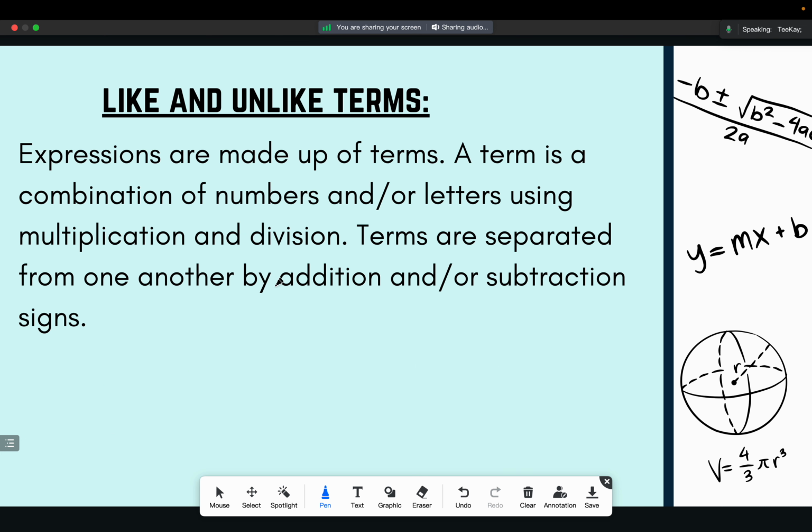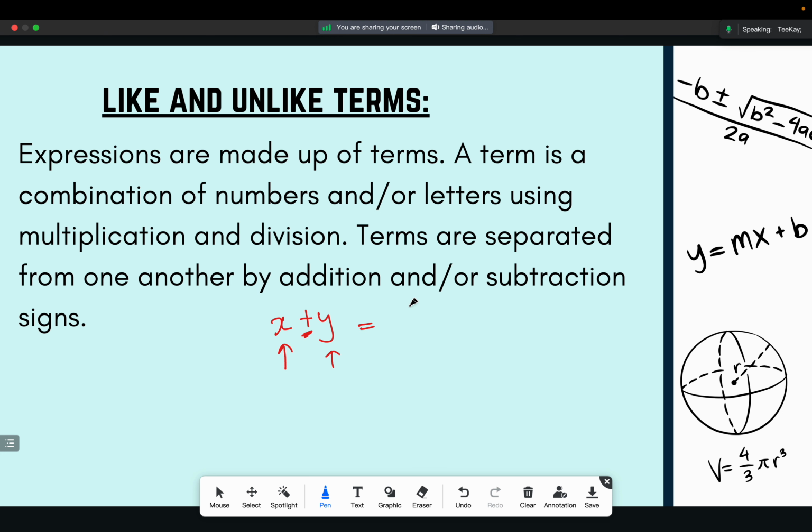So now let's look and see some examples. Let's see x plus y. How many terms do we have here? We have two terms. One, two, because we said a term is a number and or letters. So here we have a letter and we have a letter, and they are separated with an addition or subtraction sign. So we have two terms.